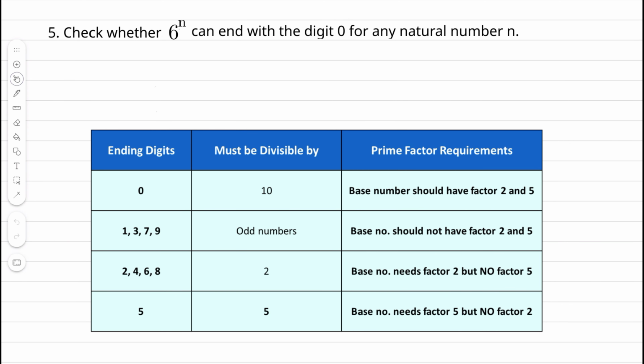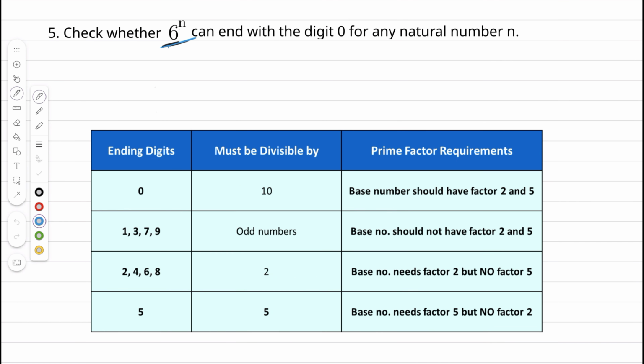Okay, I will tell you. Now let's see the question. The question says: check whether 6 to the power n can end with digit 0 for any natural number n. Here the most important thing is the base number. Where 6 is known as the base number, first you need to see the base number and you have to see the factors of the base number. Factors of 6 are 2 and 3.